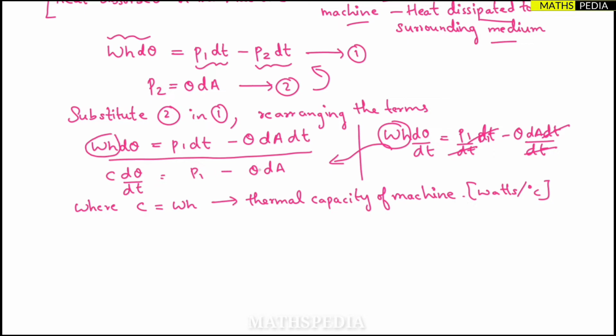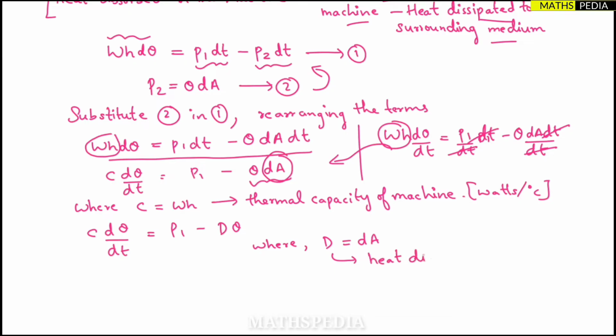Now next, I'll replace one more thing, dA. Here dA I'll replace it with capital D. Okay, so our equation becomes C dθ/dt equal to P1 minus Dθ, where D is equal to dA. Now what is D? Capital D is nothing but the heat dissipation constant. Okay, so all these terms you have to write.